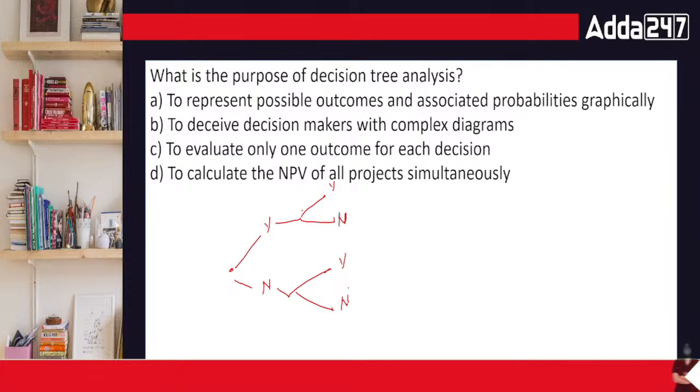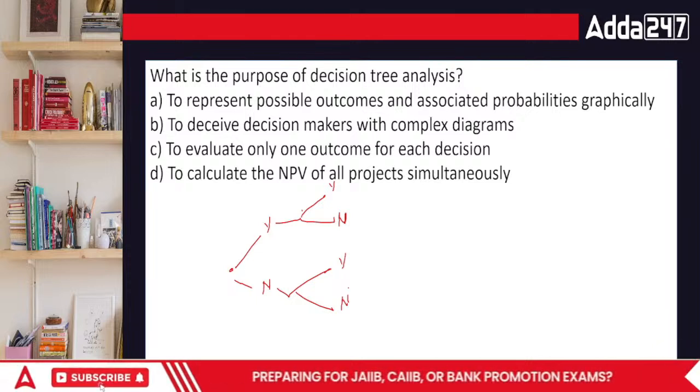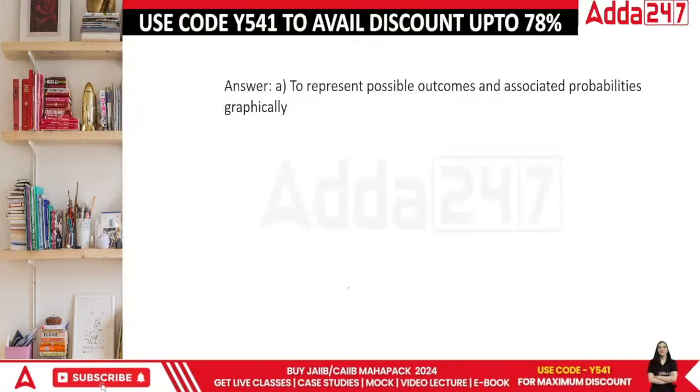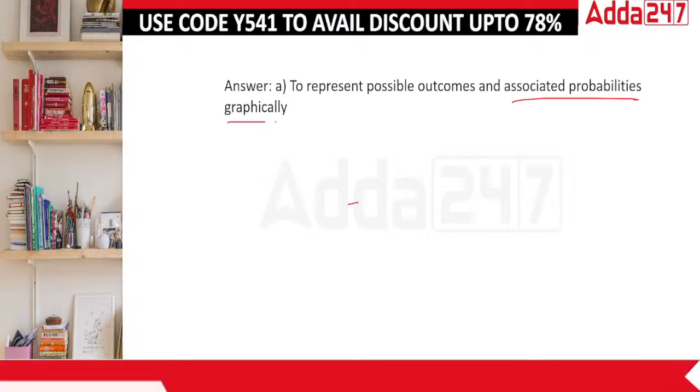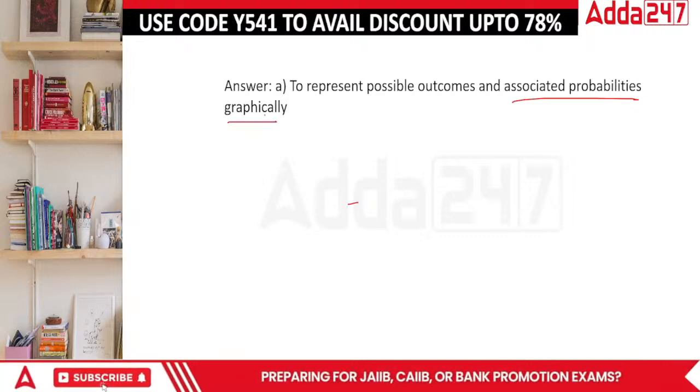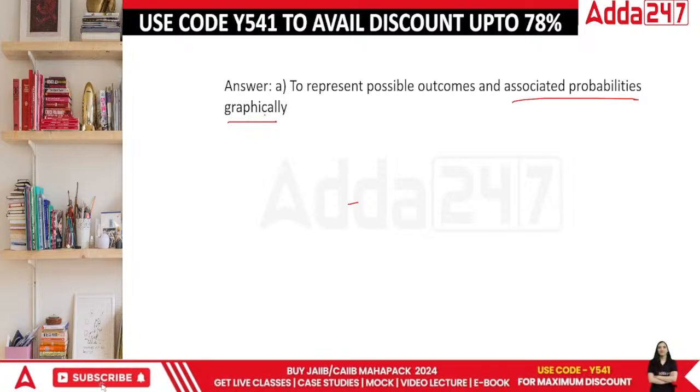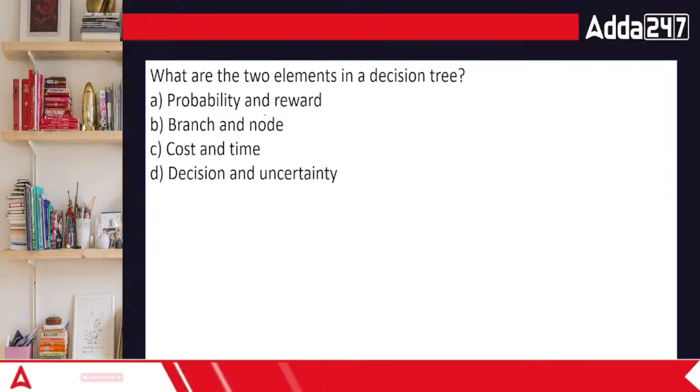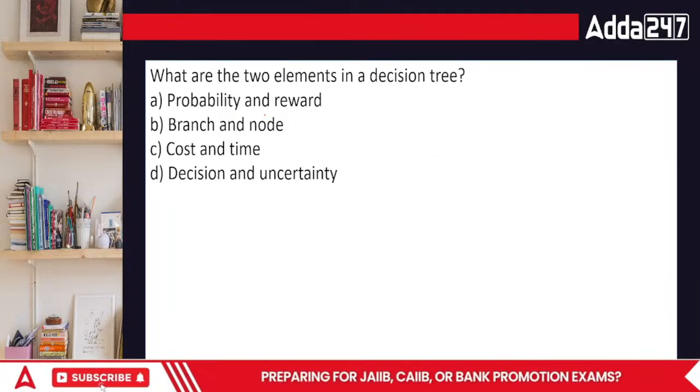And if you're working for the business is going to change, then decision tree analysis has to be utilized to represent possible outcomes and associate probabilities graphically. Matlab you will say 10%, 20%, 30%, it has to be stated with that particular percentage as well. Done. What are the two elements of decision tree?